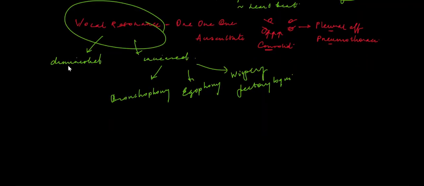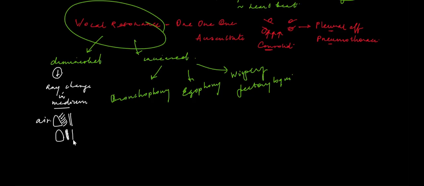So when did I tell you that these sounds get diminished? The vocal resonance is diminished or decreases whenever there is any change in medium. Okay. So what do I mean by change in medium? For example, if there is a barrier of air between the lungs and the chest wall, or if there is a barrier of fluid between the lung and the chest wall.